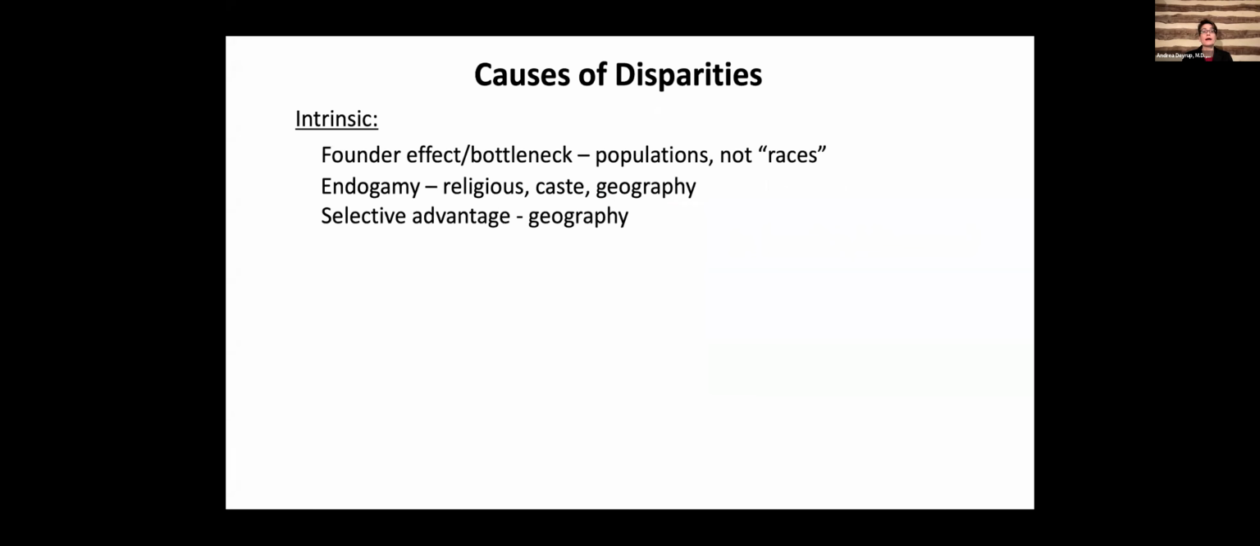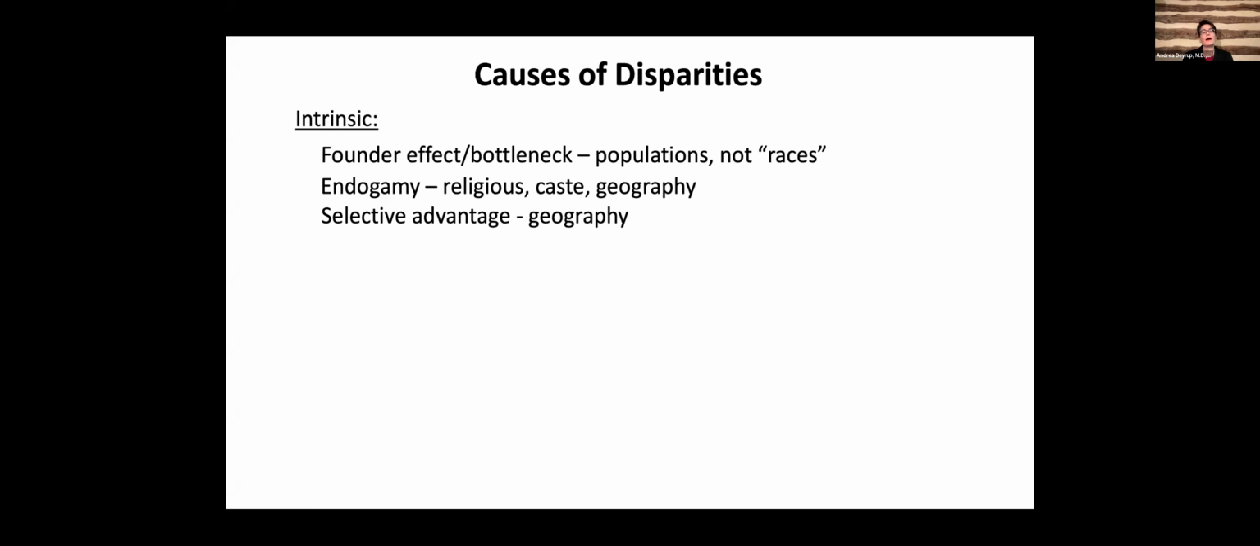So you can have a founder effect or a population bottleneck, for example, for the Ashkenazi Jewish population following the Holocaust, or the genocide of the American Indians in the 19th century in this country. But this is affecting populations, not races. There's also the process of endogamy, which means marriage within, or to be more specific, breeding within a particular group. That can be based on religion, caste, or geography, but once more, not based on socially defined race. And then finally, we have a selective advantage, as we discussed for sickle cell, which is based on geography.